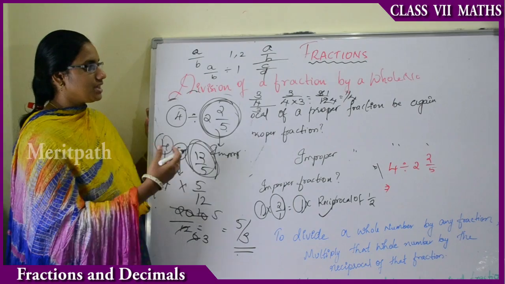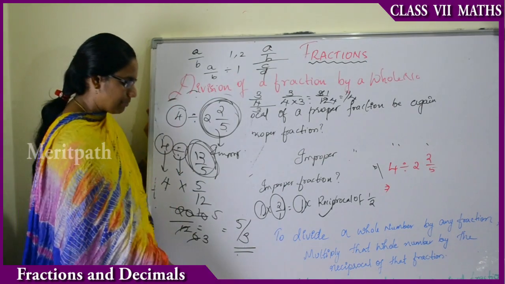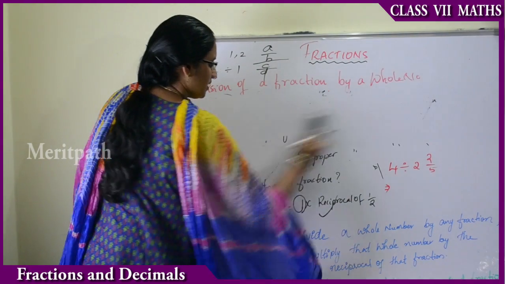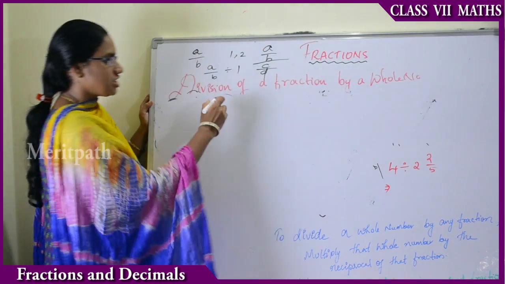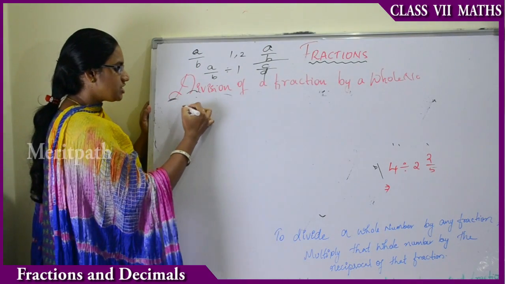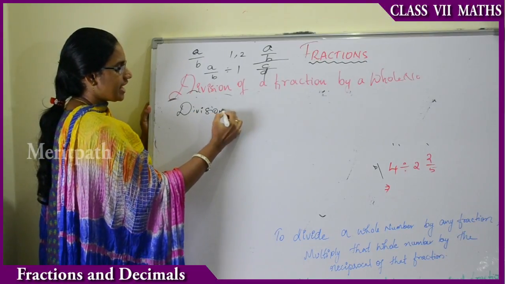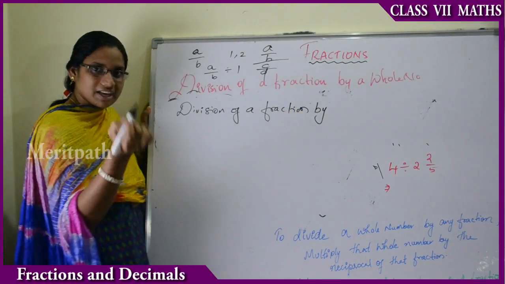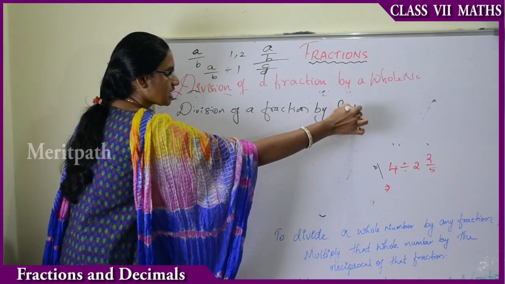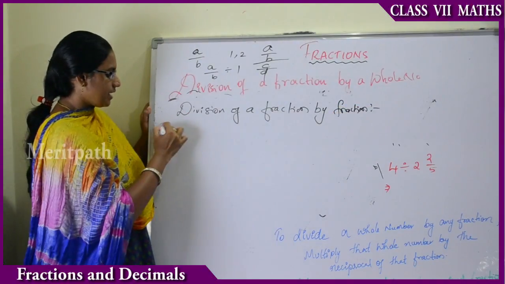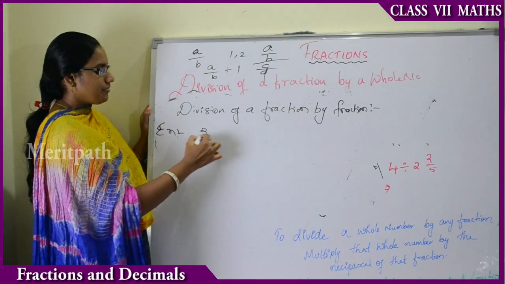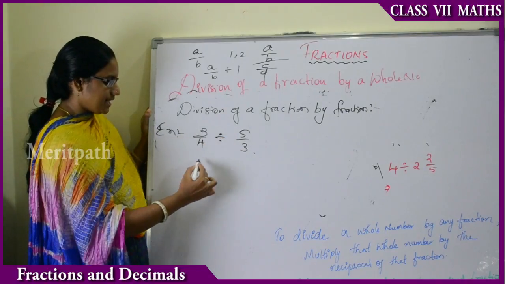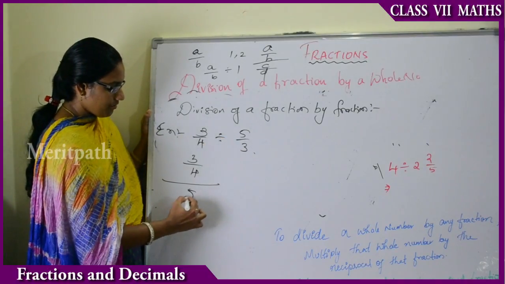Now we will be seeing further the division of a fraction by a fraction. Previously we have learned about division of a fraction by a whole number, right? Now division of a fraction by a fraction. Previously we have learned the multiplication of a fraction by a fraction. Now we are learning the division of a fraction by a fraction. If I take one example, that is, 3 by 4 is one fraction and 5 by 3 is one fraction. Now I am dividing these two fractions, that is 3 by 4 divided by 5 by 3.